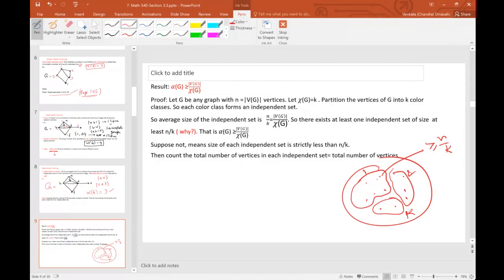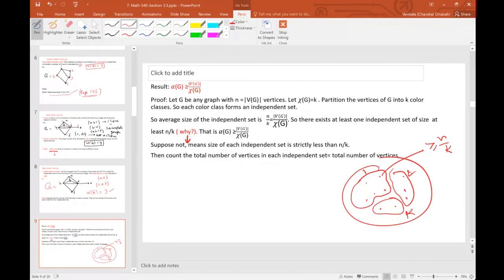Because if I prove it, that means I found a set of vertices which is bigger than this, and there is no edge between any of those two. So the independence number is at least this much because I found one independent set. Then I am done. How to prove there is at least one independent set of that size? This is where the pigeonhole principle comes into play. I am proving by contradiction: suppose not. That means the size of each and every one is strictly less than n over k.